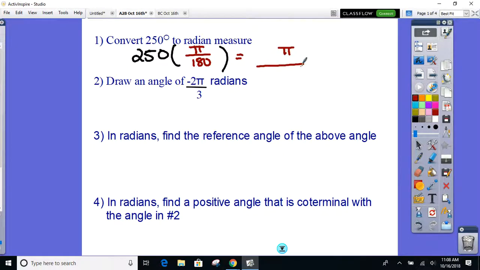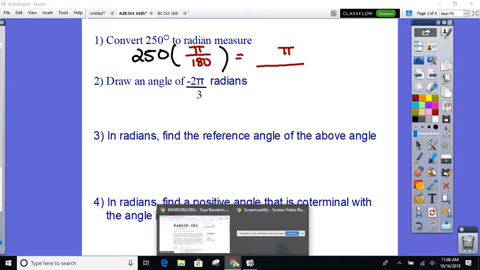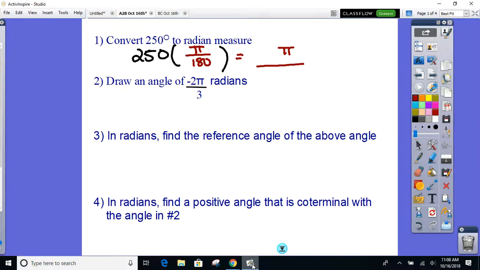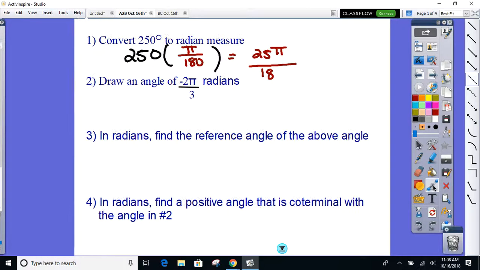I reduce 250 over 180. And that should have reduced down to not much, right? What did it reduce down to? 25 over 18. Yep. 25 pi over 18. Done. Questions there? All right.